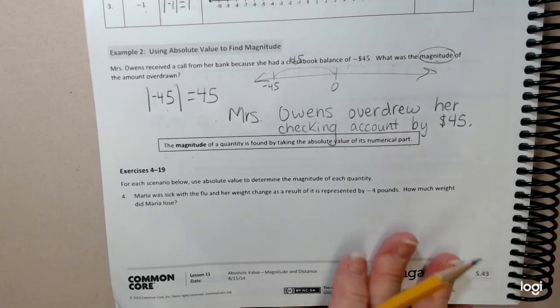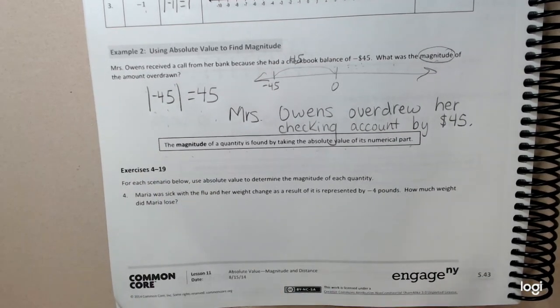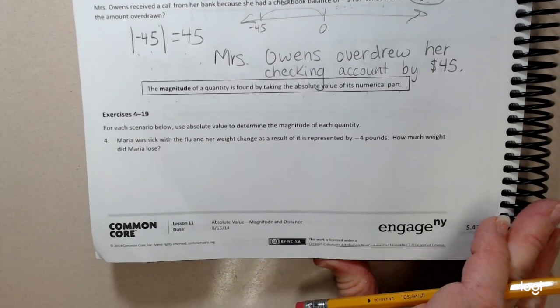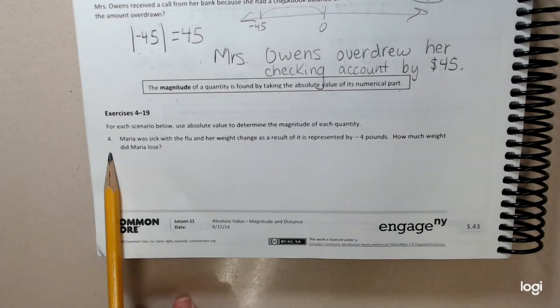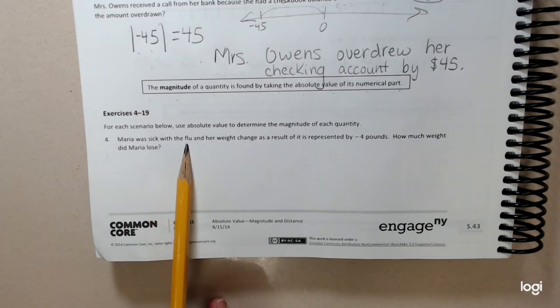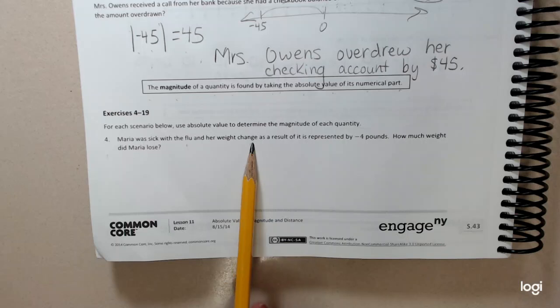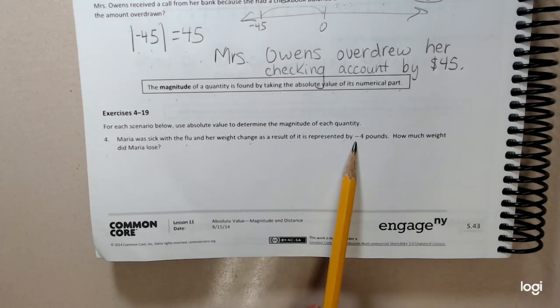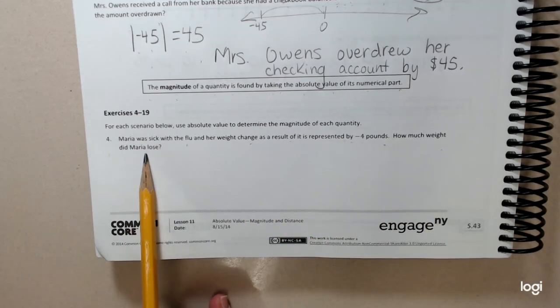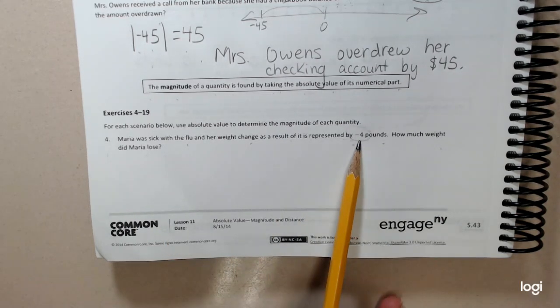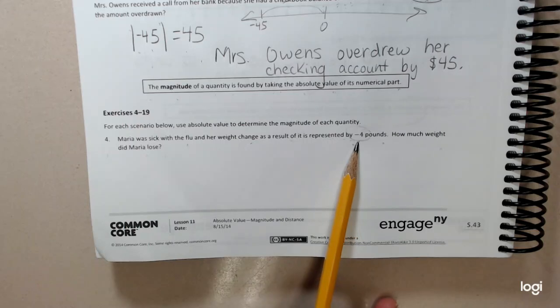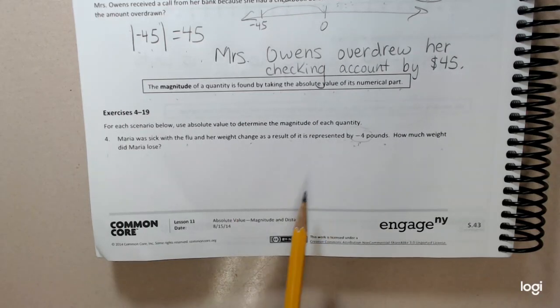The absolute value of negative 45 is positive 45. Once again, if you have to pause, please do so. Let's look at number 4. Maria was sick with the flu, and her weight change as a result of it is represented by negative 4 pounds. How much weight did Maria lose? Well, we know she lost 4 pounds. We would not say that she lost negative 4 pounds. We would say she lost 4 pounds. That would be considered our magnitude.